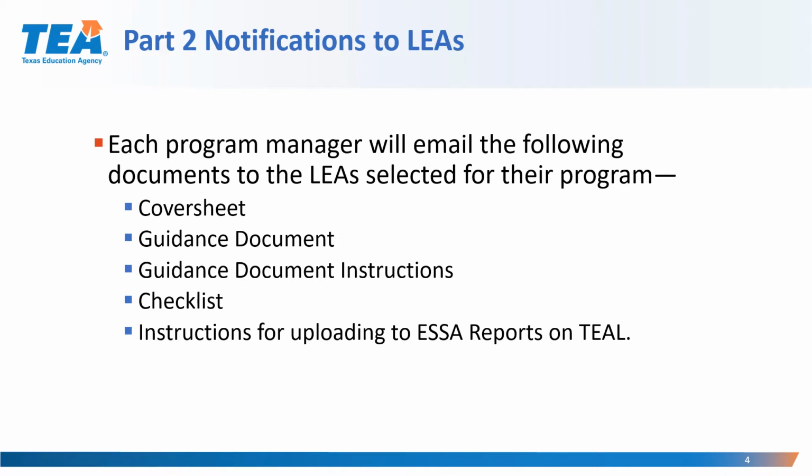For Part 2 of the validation process, each program manager will email the following documents to the LEAs selected for their program: a cover sheet, a guidance document, instructions, a checklist, and instructions for uploading to ESA reports in Teal. When the LEA is preparing their documentation packet, the only documents that the LEA needs to submit to TEA are the cover sheet, the guidance document, and any of the supporting documentation that has been requested.